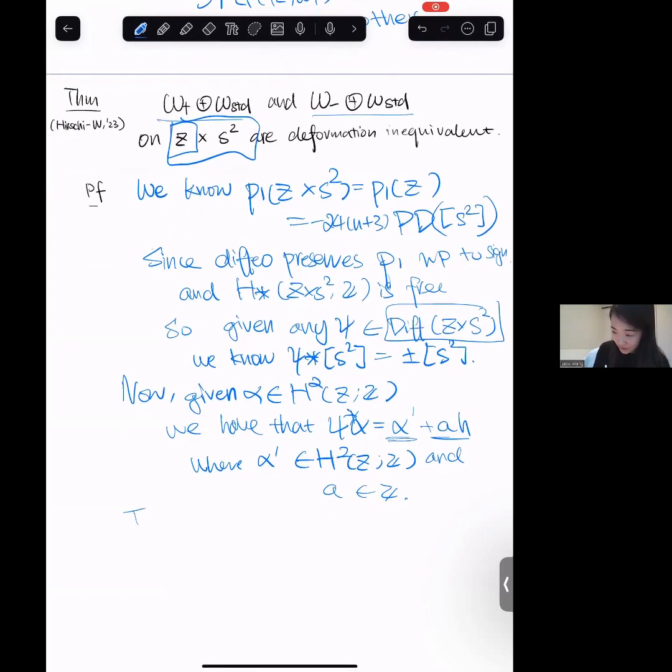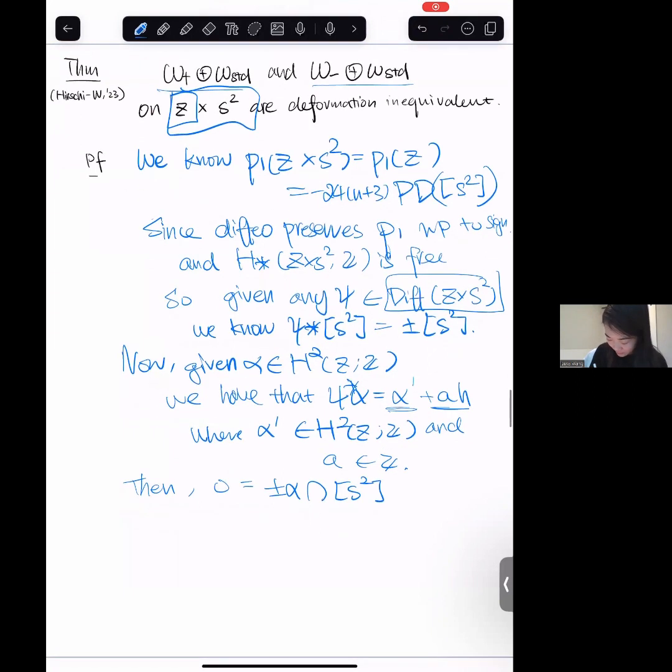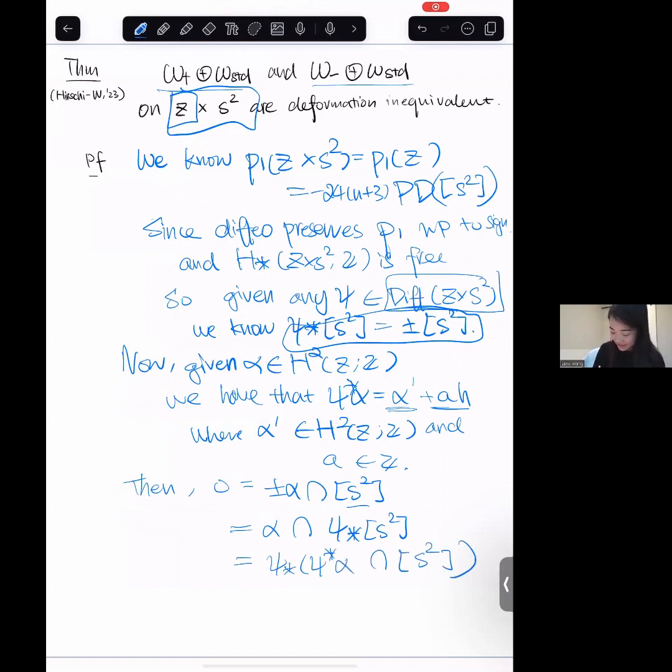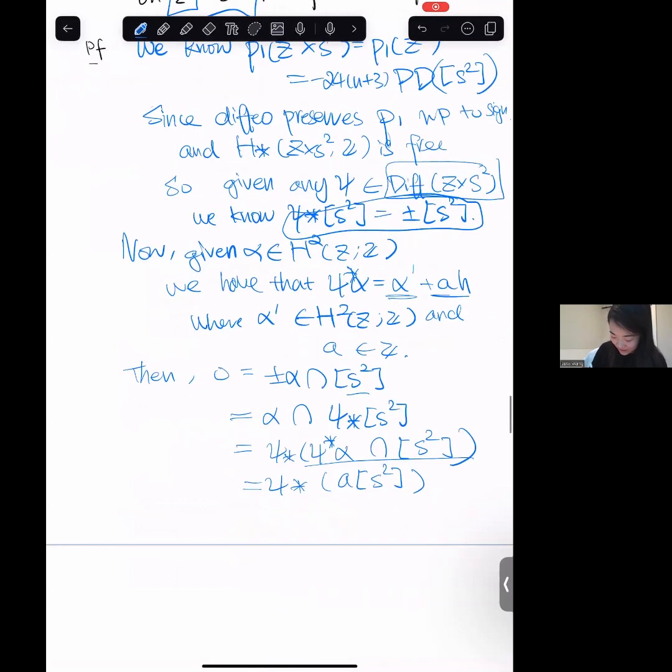But we actually know more because if we evaluate alpha with the fundamental class of S2, because of this we get this, and now we see that this is just A times the S2 evaluation of this. So our A is actually 0.